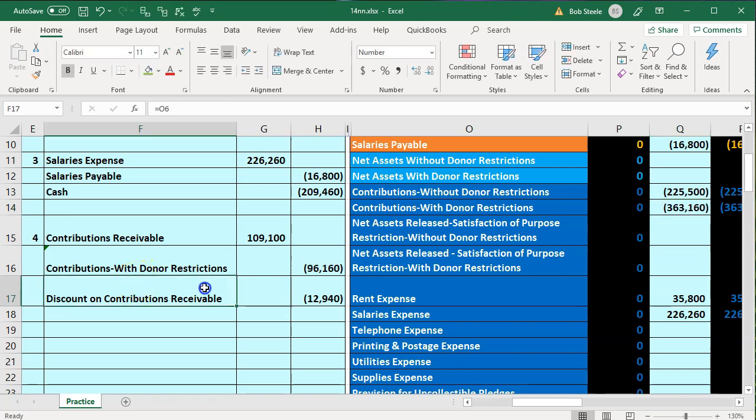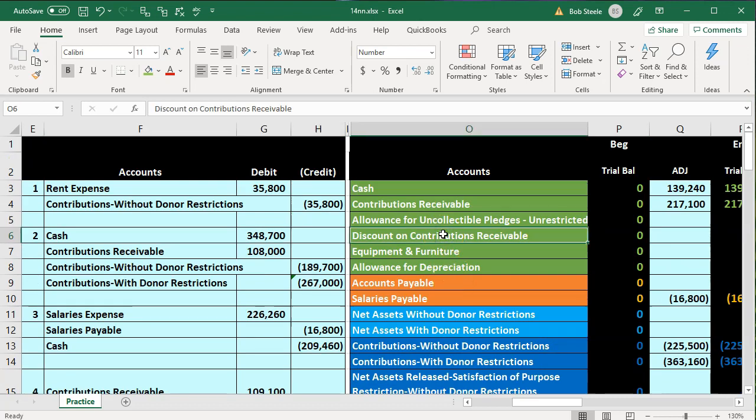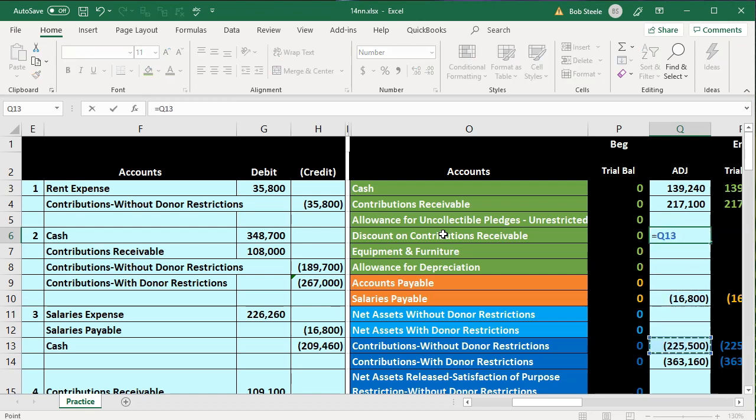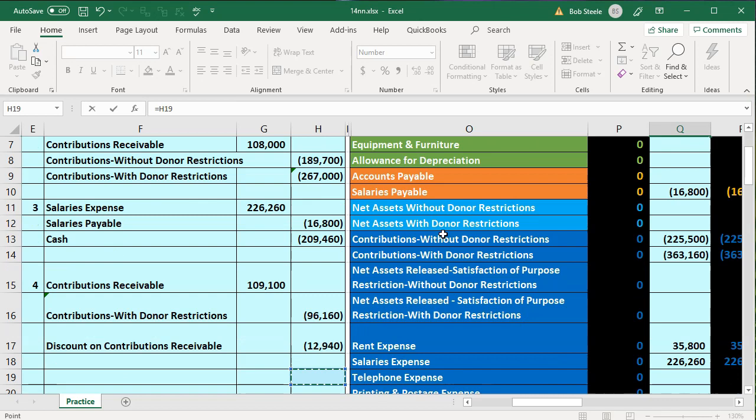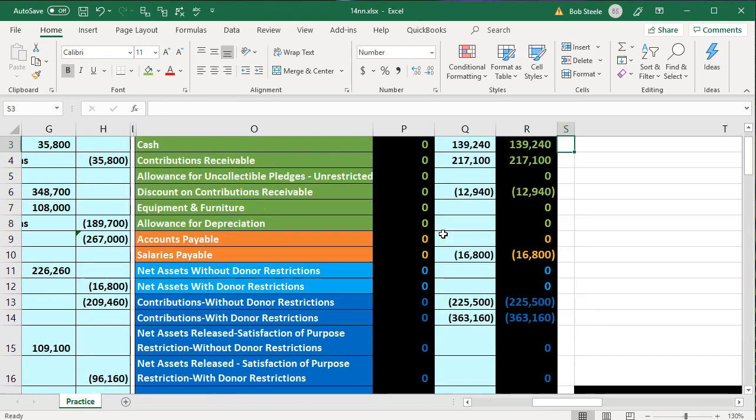And then we're going to have this discount on contributions receivable. So if we scroll back up, we're going to have this discount on contributions receivable. That's going to be in cell Q6 equals, and we'll scroll back down and we'll pick up the discount, the 12,940. Now, when we think about the receivables net, then we're going to be subtracting out the discount. So when we record the receivable, if we record it net on the financial statements, we'll subtract out the discount.